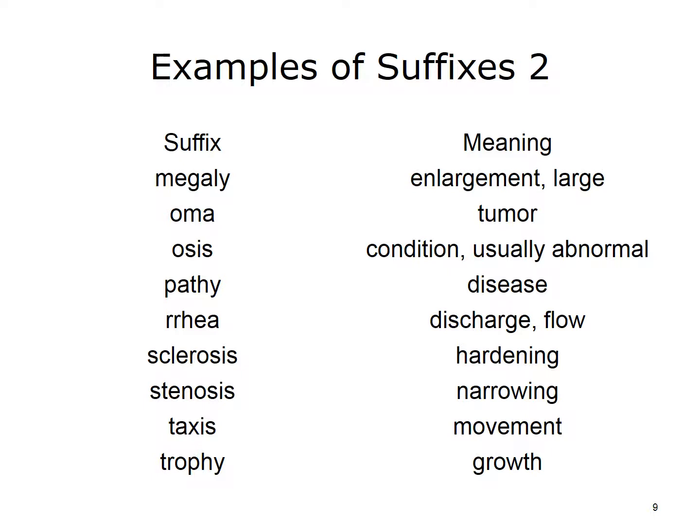And here are a few more examples of suffixes and their meanings. Megaly means enlargement or large. Oma means tumor. Osis means condition, usually abnormal. Pathy means disease. Rhea means discharge or flow. Sclerosis means hardening. Stenosis means narrowing. Taxis means movement. Trophy means growth.